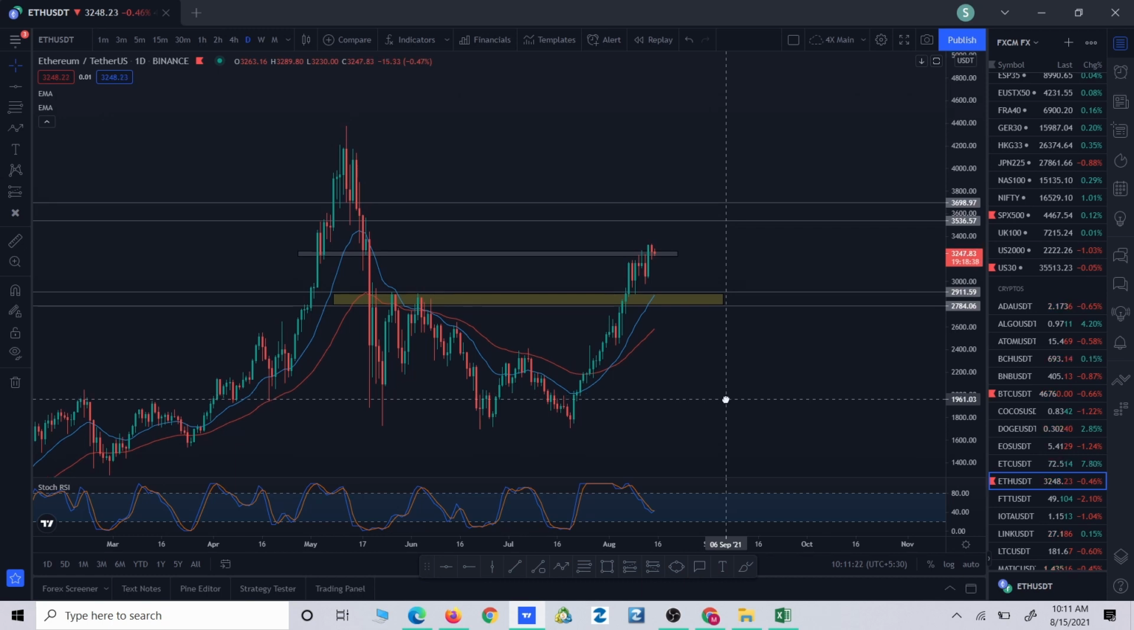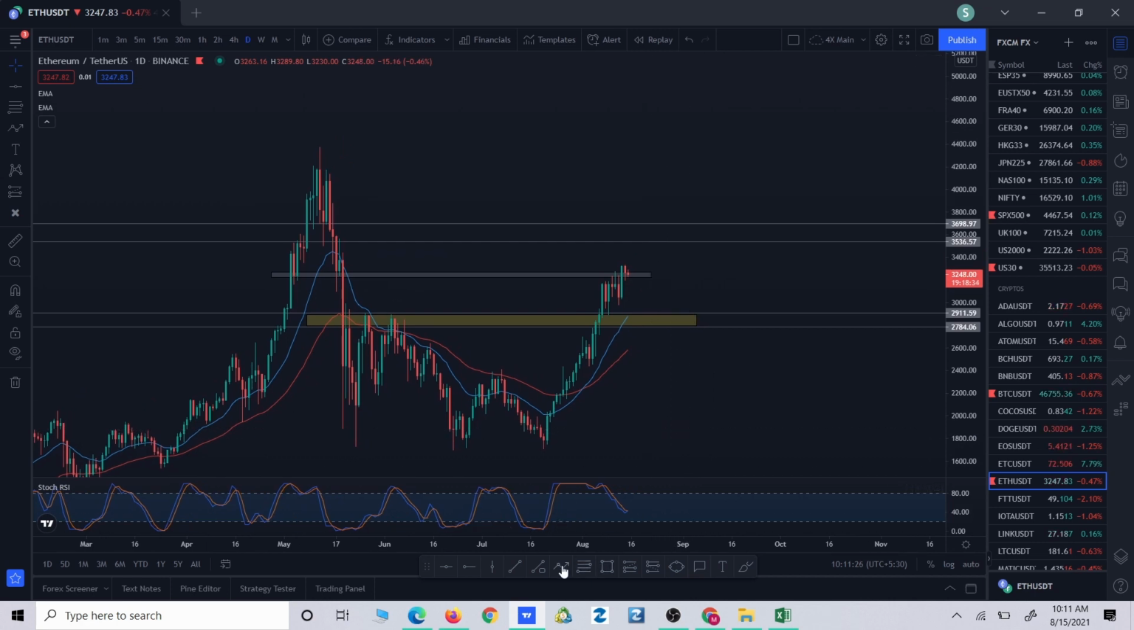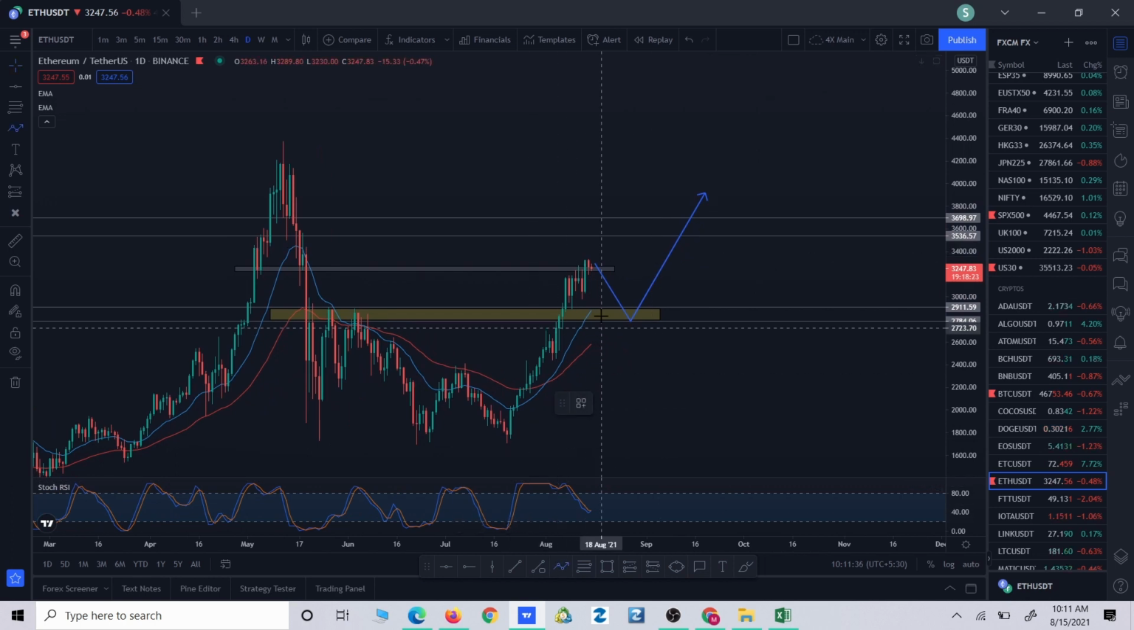So if we talk about the possible trading setups, if the price pulls back to this broken zone, then based on any kind of rejections to the upside, we can go long. This is going to be the first setup. If that doesn't happen, then we can also wait for the price to pull back to the previous broken zone and wait for any kind of indications to go long. So this is about the crypto.